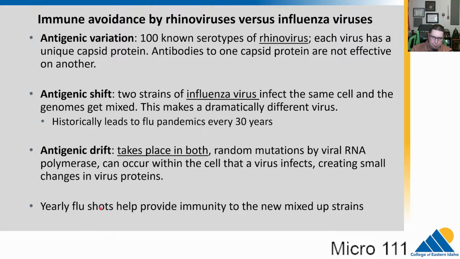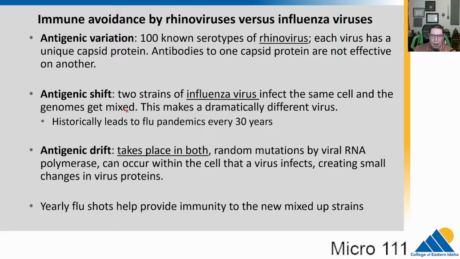So why are these different? Well, in the rhinovirus, we have that antigenic variation, 100 different types, but that's a result of what we call antigenic drift, where slow errors in RNA polymerase lead to different ones. The different tissue tropism in rhinovirus leads to less damage that can kill us. The antigenic shift, that large-scale recombining of influenza viruses, can lead to new strains that are dramatically different. So they avoid the immune system that way. And historically, this leads to a flu pandemic about every 30 years.